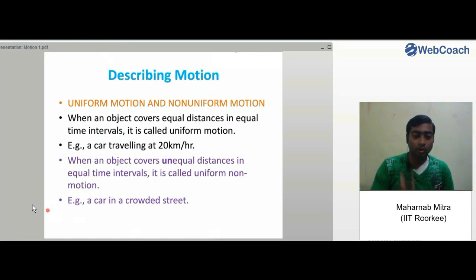And what is non-uniform motion? When an object covers unequal distances in equal intervals of time, like in the first 5 seconds it covers 5 meters, in the next 5 seconds it covers 2 meters, in the next 5 seconds it covers 7 meters, and so on. Means the distances covered in equal time intervals are not the same, and this kind of motion is termed as non-uniform motion, like a car in a crowded street.